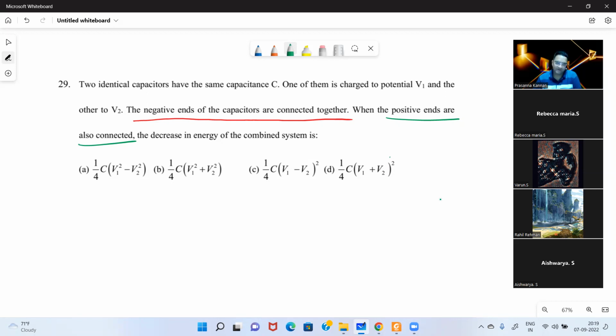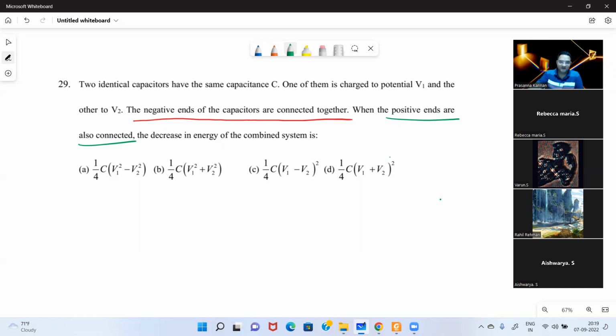Excellent, Rahil. Very good. Because there we were connecting the positive plate to the negative plate and vice versa, so the total charge in the system was Q1 minus Q2 or Q2 minus Q1. Here, the charges get added up when you connect negative to negative and positive to positive, right? So you will find total Q. You will find common potential, correct?